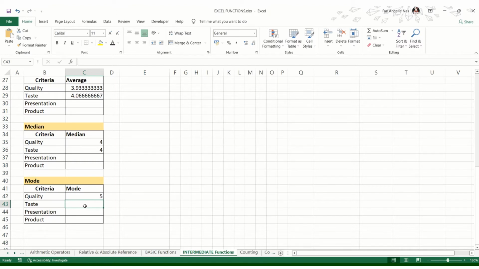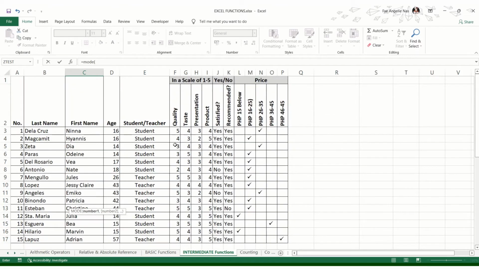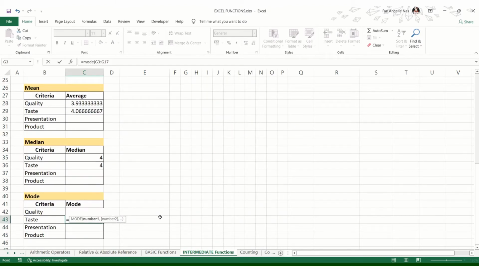For example, for the taste, equal sign, mode, and then open parenthesis, select the range of cells, and then close parenthesis, and then press enter. So for the rest, use this as your practice problem.